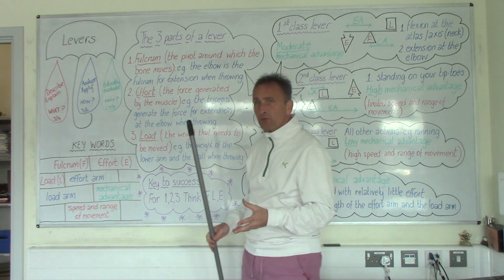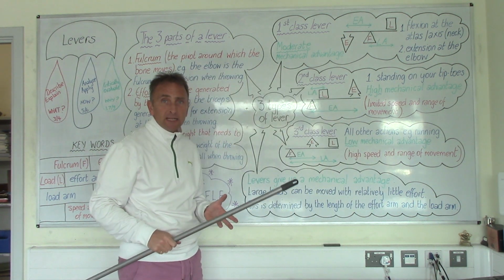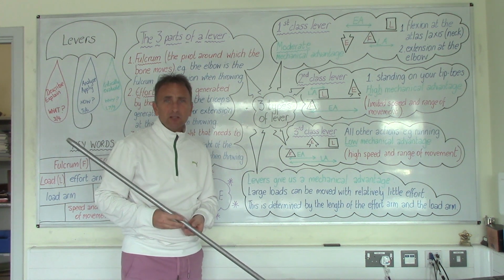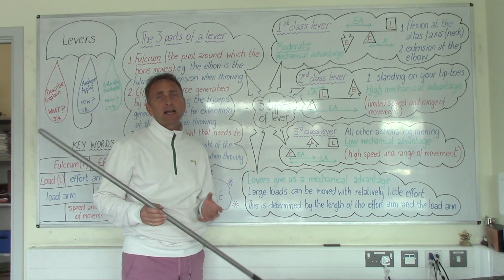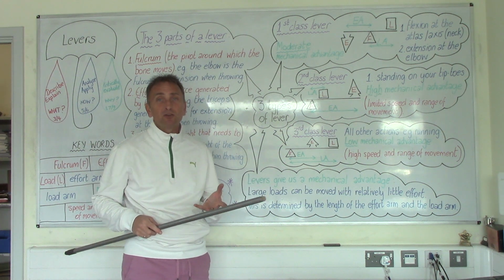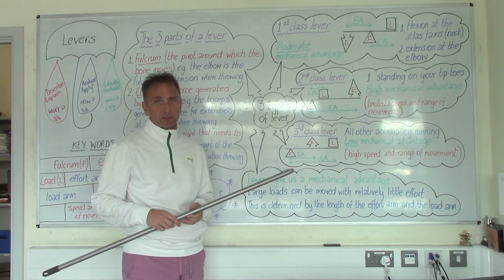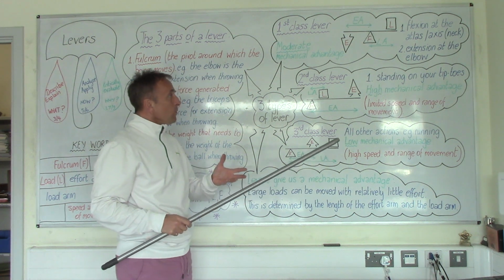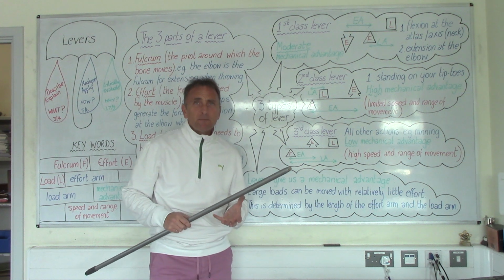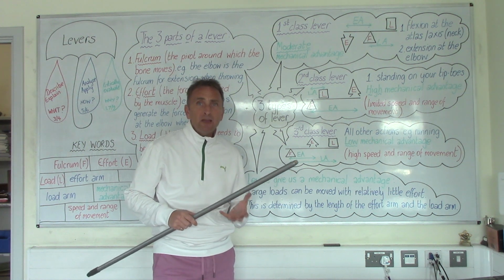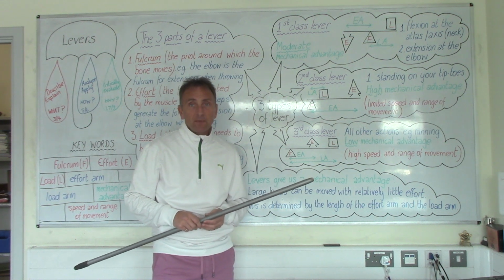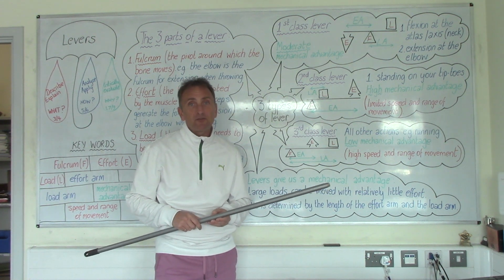Okay, so let's go through the levers. There are three different types of levers in our body: first class, second class, and third class levers. You might hear them referred to as first order, second order, and third order levers. Why do we want levers? Well, we want levers because it means that we can move heavy loads with relatively little effort. It gives us a mechanical advantage.